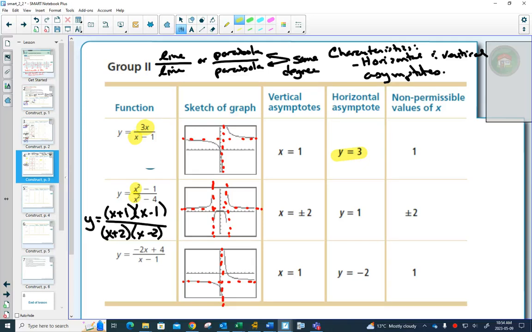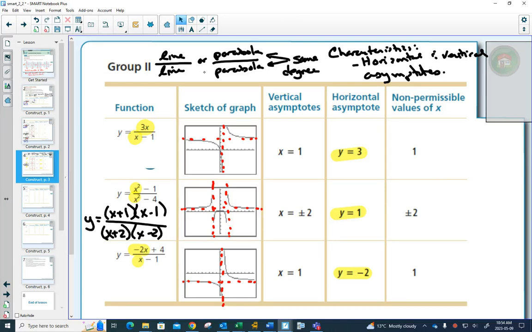And x squared divided by x squared is just 1. And the last one, my highest thing is an x. And I have a negative 2x over an x. And a negative 2x over an x simplifies to just be a negative 2. That will be our shortcut for figuring out horizontal asymptotes.